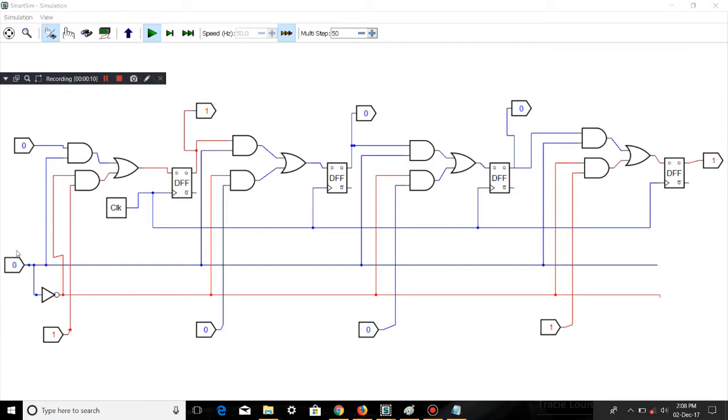Now we will start by inputting the data parallelly. For example, we are inputting the data 1, 0, 0 and 1 parallelly. Note that I have kept this load bar shift line at 0 for inputting the data parallelly, and we can observe that the data are also inputted parallelly, that is 1, 0, 0 and 1.